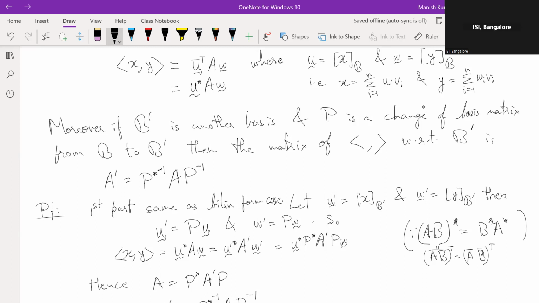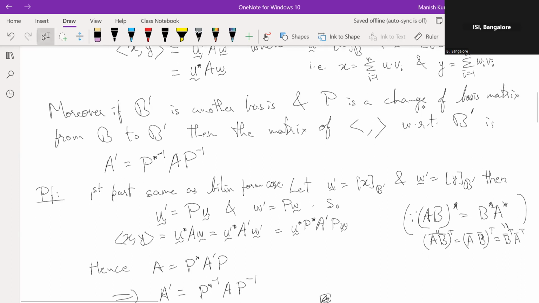Yeah, so that is how this works, and this is the same as B bar transpose A bar transpose, and that is precisely B star A star. So that proves this identity. Once you have this, this is true for all x, y. So for all x, y in V, this is true.